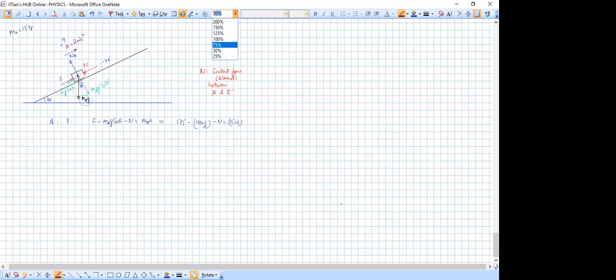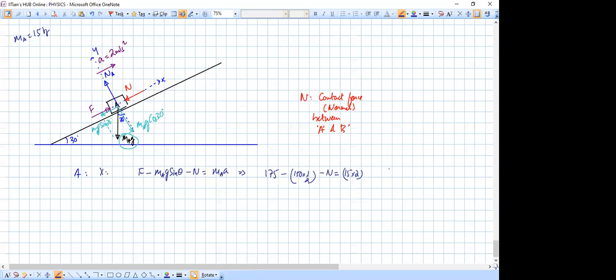This will give me the contact force between these two. N will come out to be 175 minus 75 minus 30. So 100 minus 30, 70 newtons.